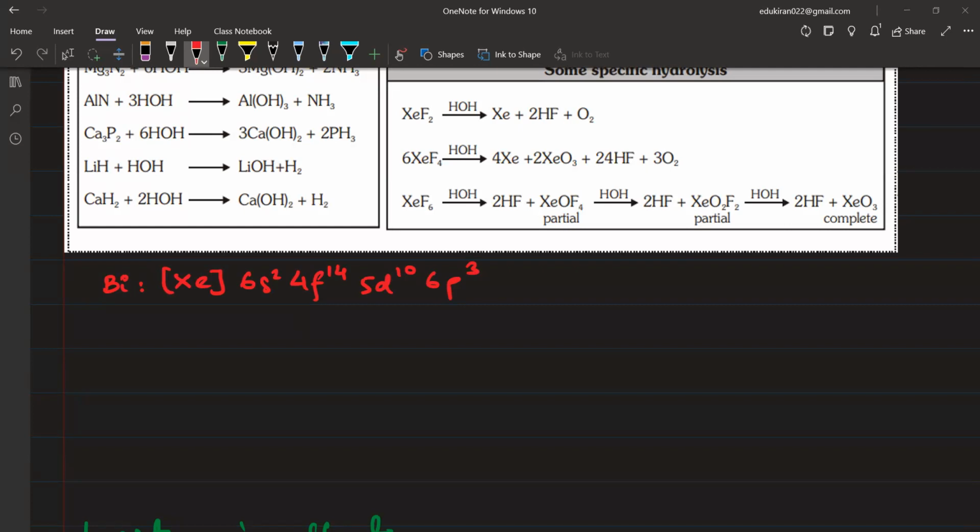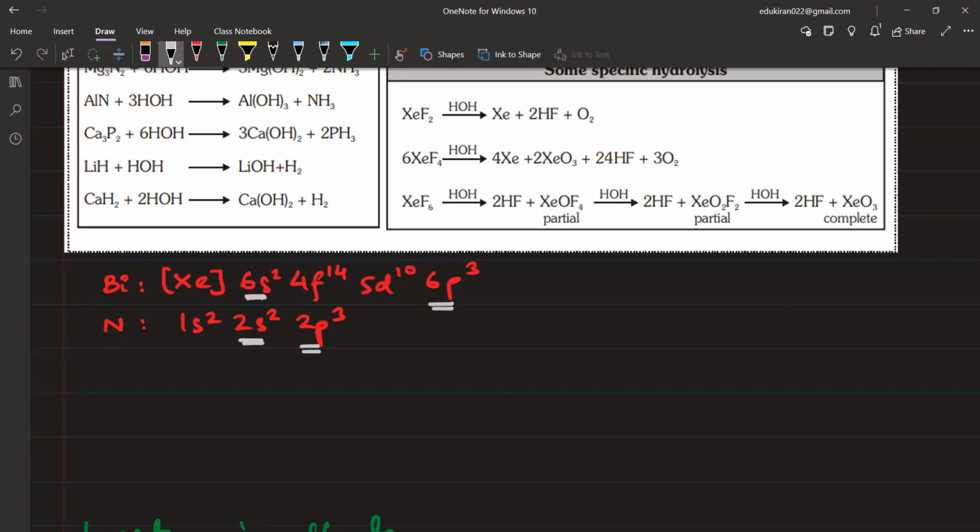Bismuth is in the nitrogen family, and if I take the electronic configuration of nitrogen, then nitrogen is going to be 1s2, 2s2, 2p3. Okay. Now let us look at the valence shell here. Here we have the valence shell, that is 6s2 and 6p3. Here you have the valence shell 2s2 and 2p3.